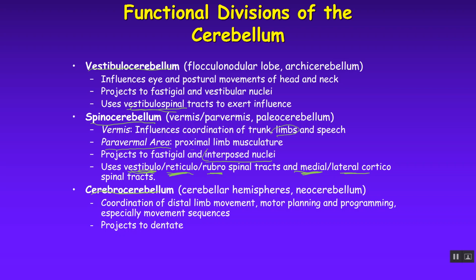And then more lateral is the cerebral hemisphere, or cerebrocerebellum, and it communicates with the cerebral hemispheres. It's also called the cerebellar hemispheres or the neocerebellum, or you can also call it cerebrocerebellum. It's most important for coordination of distal limb movement, okay? Also influences some of the motor planning and programming, okay? Especially for purposeful voluntary motor activity. The area of the cortex in the cerebrocerebellum, those Purkinje cells, project to the dentate nucleus. That's that pathway I just drew out for you guys.